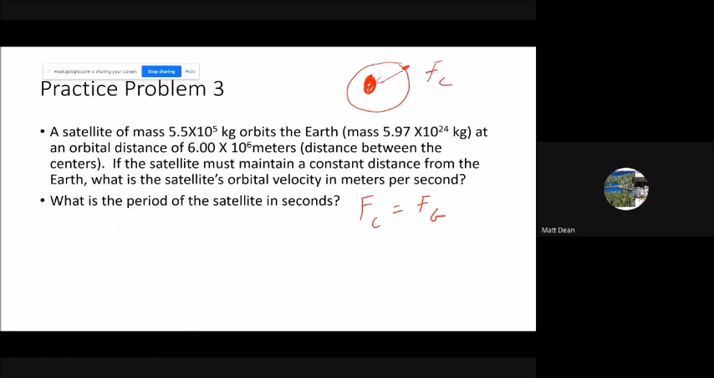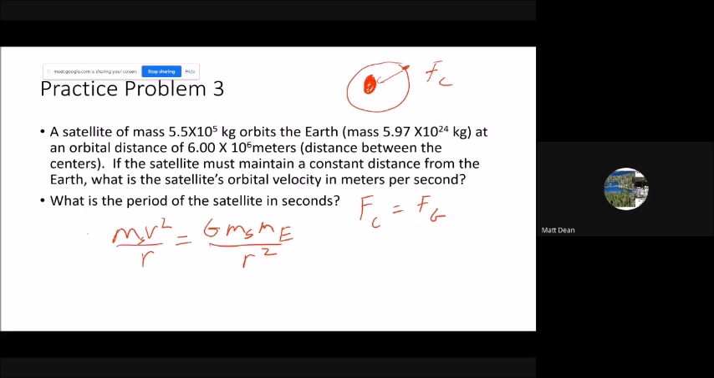Now, I'm hoping you guys remember that centripetal force is mv squared over r. So this will be the mass of the satellite in this case, v squared over r. And the force of gravity equation, again, is G times the mass of one of the objects, we'll call it the mass of the satellite, times the mass of the Earth over r squared. So we're trying to find the velocity. So let's solve this out for v.